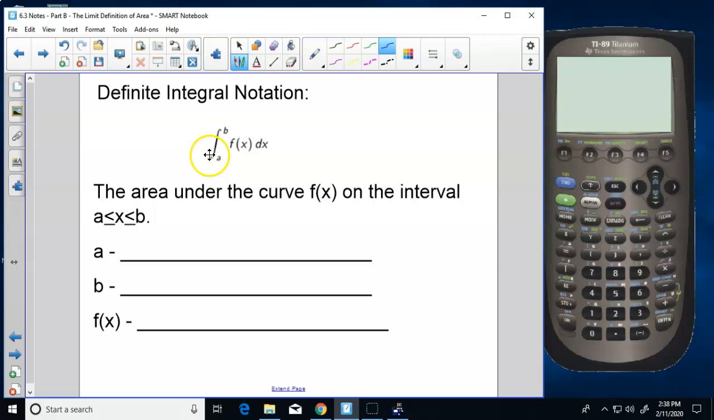But this symbol right here is a definite integral, and you've got the integral from a to b of f of x with respect to x is how we read that. And what it means is when you see that symbol, it is the area under the curve of f of x on the interval from a to b. Okay? And a is called your lower limit of integration.